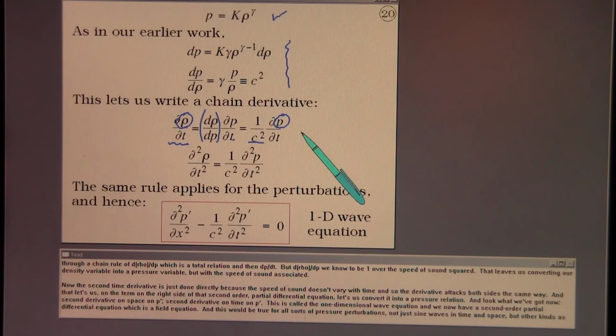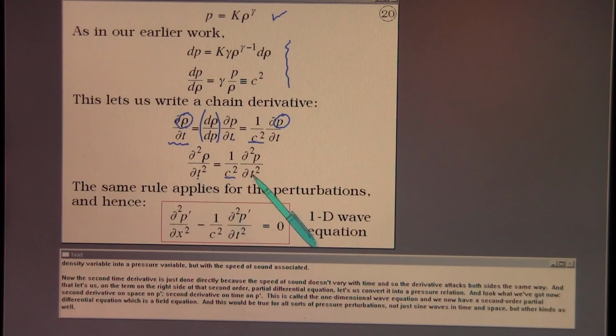Now, the second time derivative is just done directly because the speed of sound doesn't vary with time, and so the derivative attacks both sides in the same way. And that lets us, on the term on the right side of that second order partial differential equation, convert it into a pressure relation. And look what we've got now. Second derivative in space on p prime, second derivative in time on p prime.